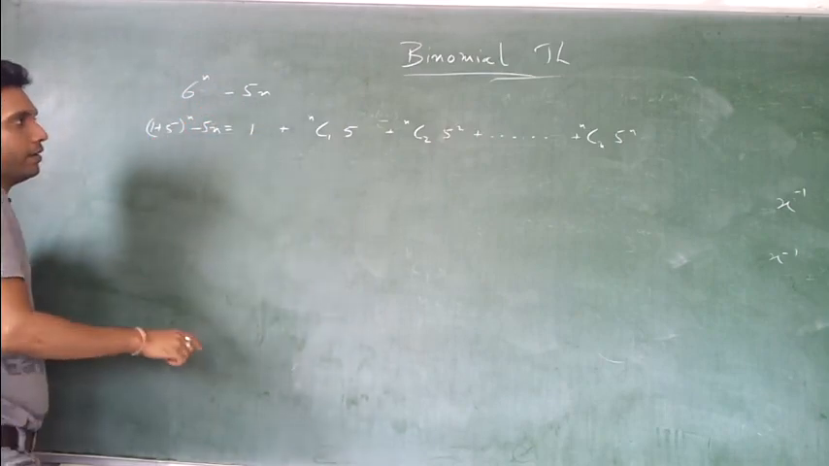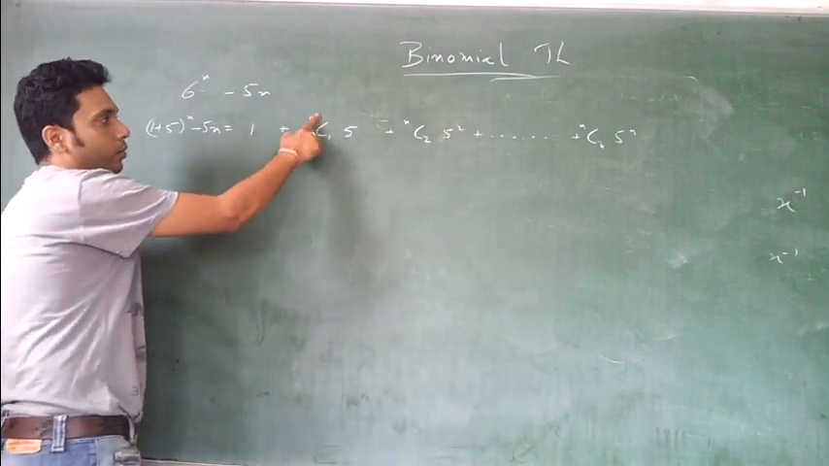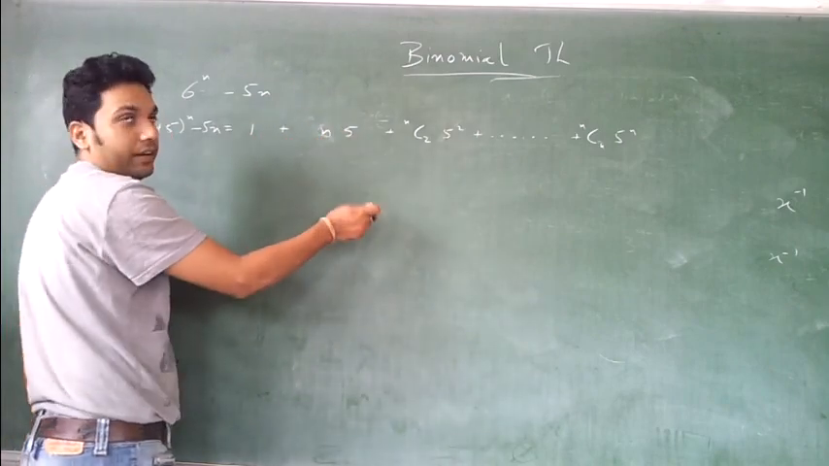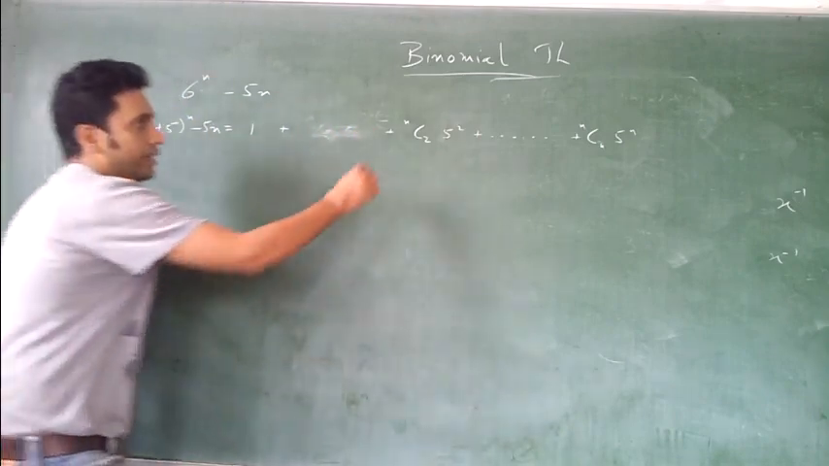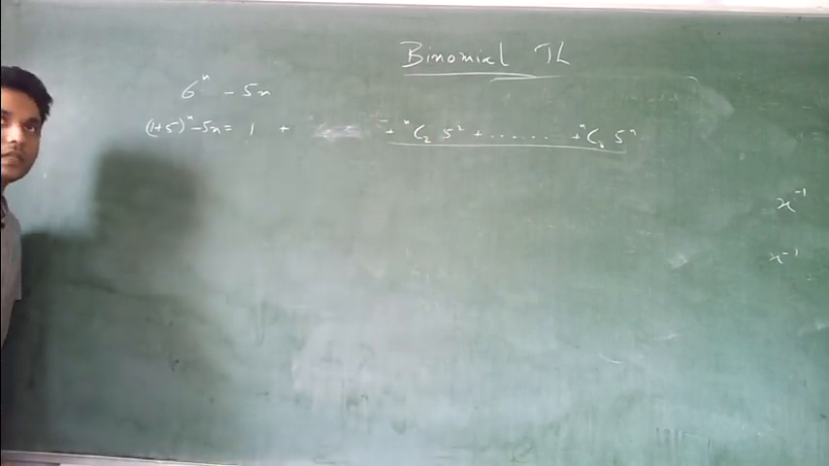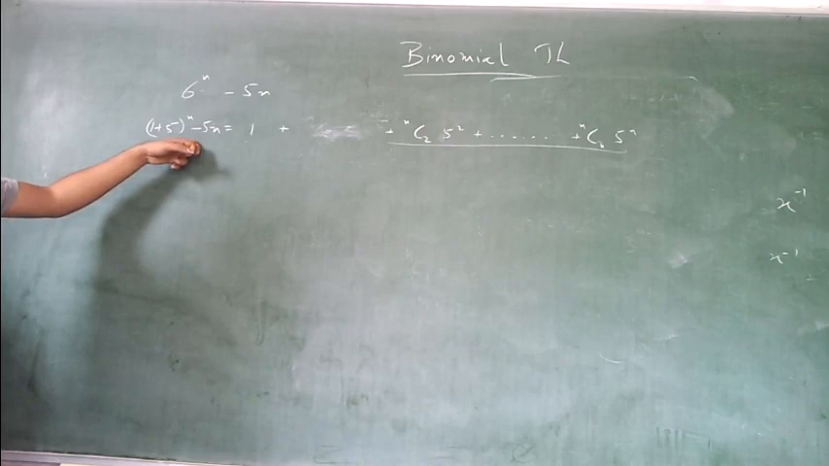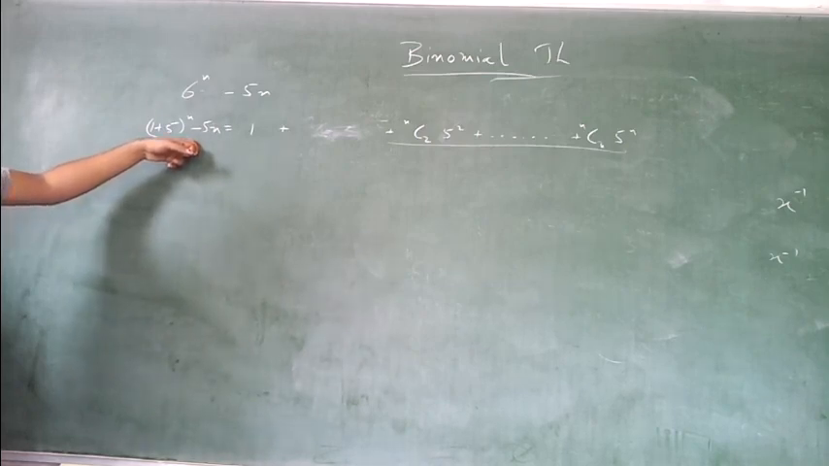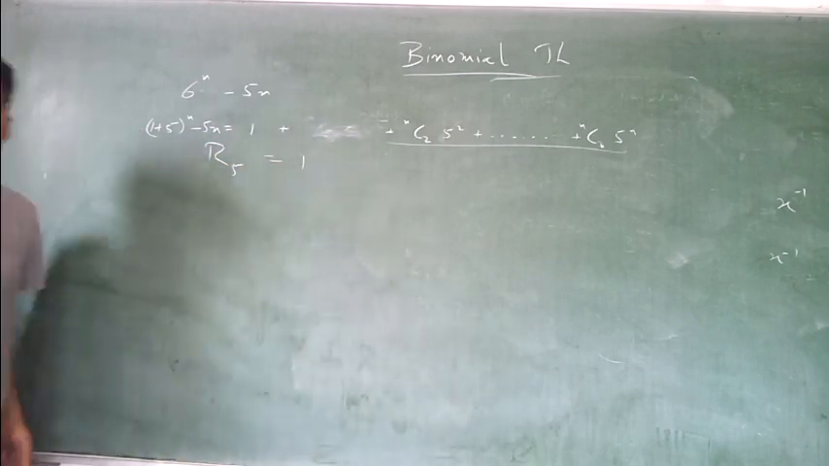So minus 5n means what? This term is gone. nC1 is your 5n, no? So this goes to that side and becomes minus 5n. So all these are divisible, but you have plus 1. So what will be the remainder? The remainder of this thing, when divided by 25, would be 1.